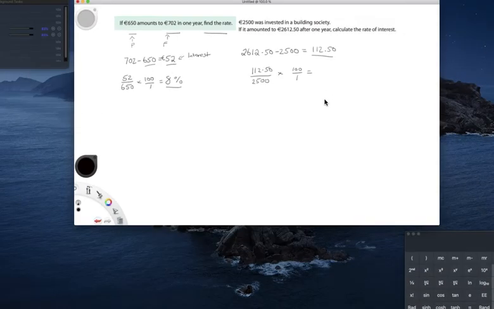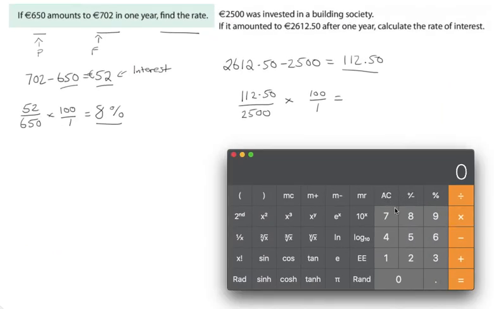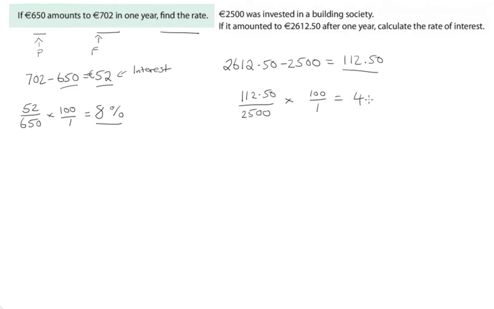Again, use the calculator for this. So 112.5, you can leave out the 0, divided by 2500 equals that, and multiply by 100. And that gives us 4.5%. So that is the answer, 4.5%. So if you invested 2,500 euros for 1 year at 4.5%, you would earn 112 euros and 50 cents in interest. And that's the answer.